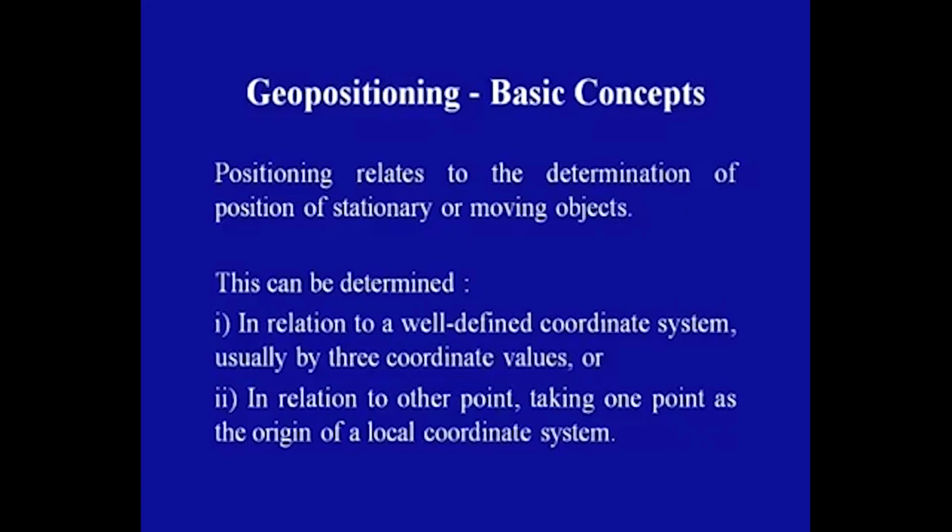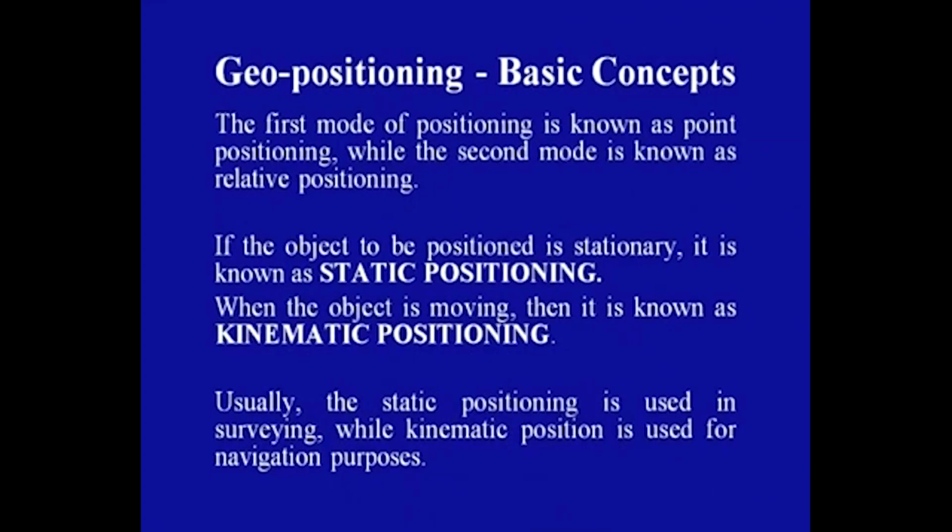So, let us discuss the basic concepts related to geopositioning. First of all, positioning relates to the determination of position of stationary or moving objects. Well, this can be determined by either defining the point in relation to a well defined coordinate system, usually by 3 coordinate values, or in relation to another point, taking one point as the origin of a local coordinate system.